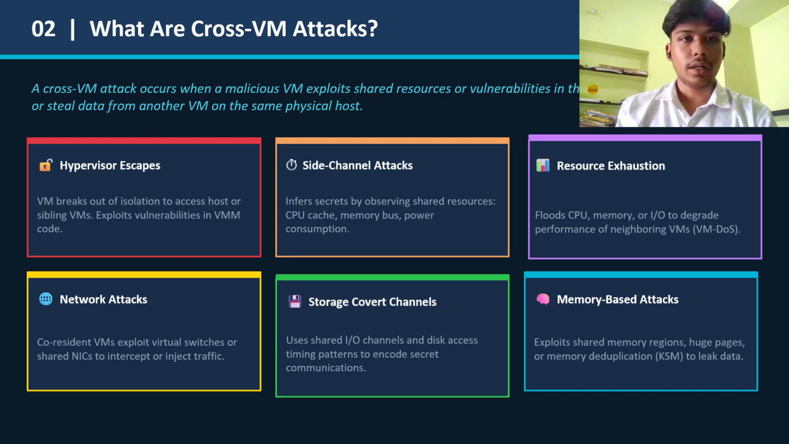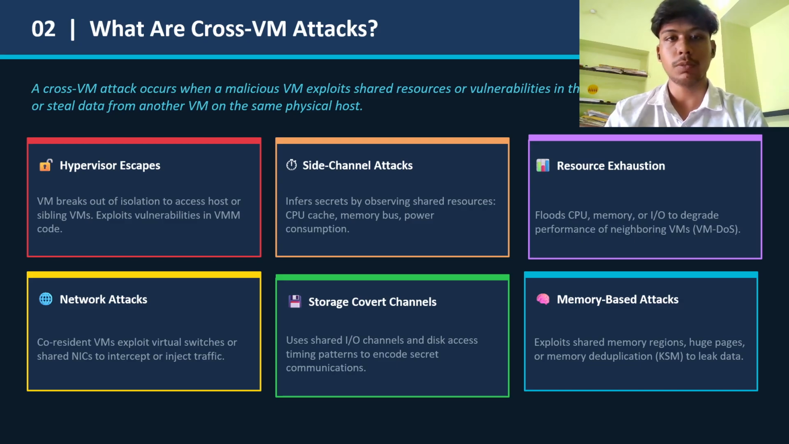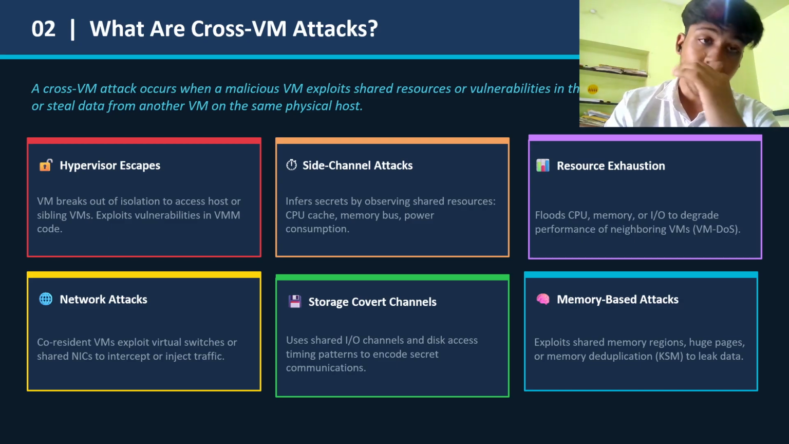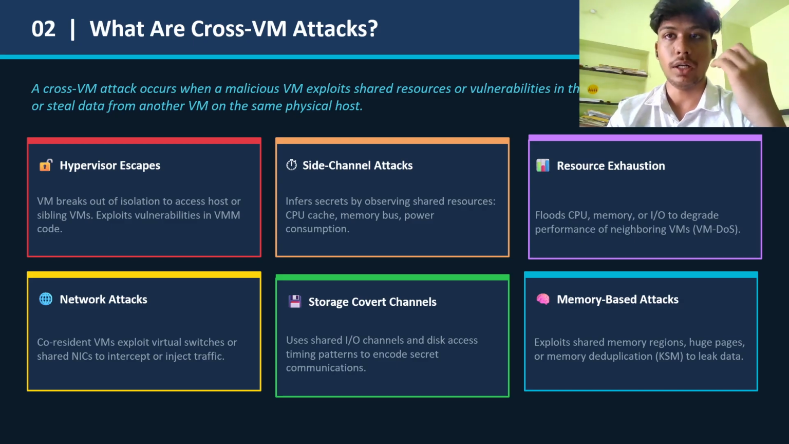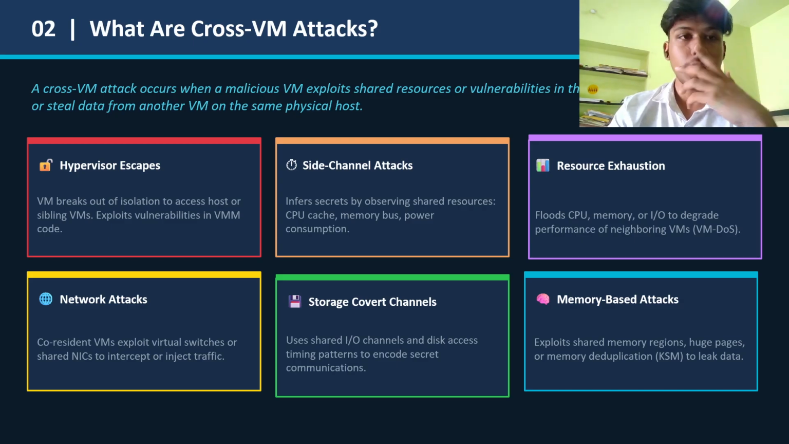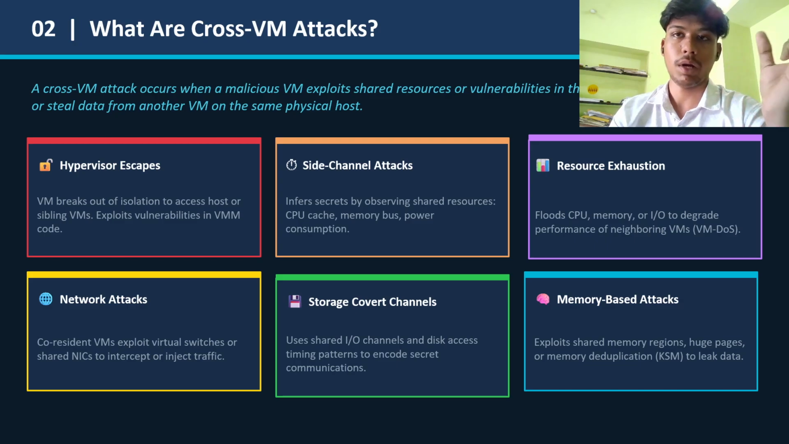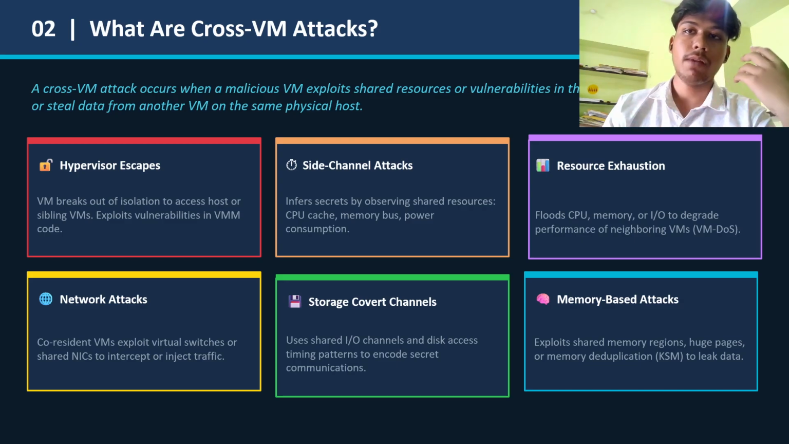A cross VM attack is when a malicious virtual machine manages to exploit shared resources or vulnerabilities in the hypervisor to access, disrupt, or steal data from another VM on the same physical host. Let's go back to our apartment building analogy. A cross VM attack is like a resident in one apartment finding a secret passage through the wall into the neighbor's apartment and reading their private documents.